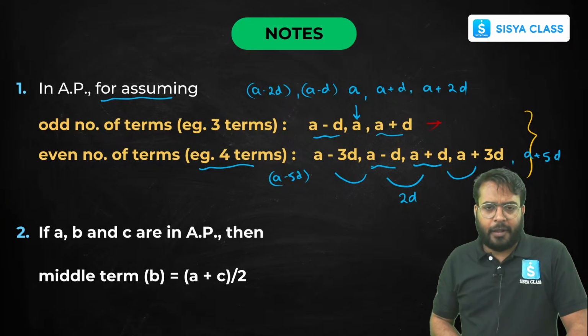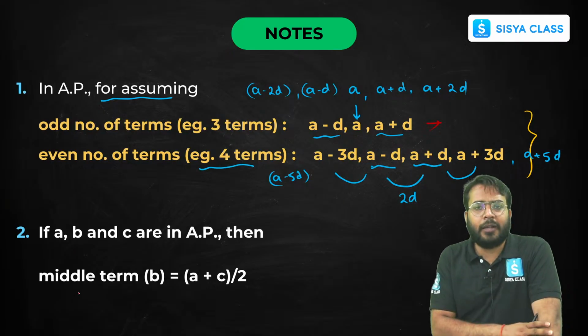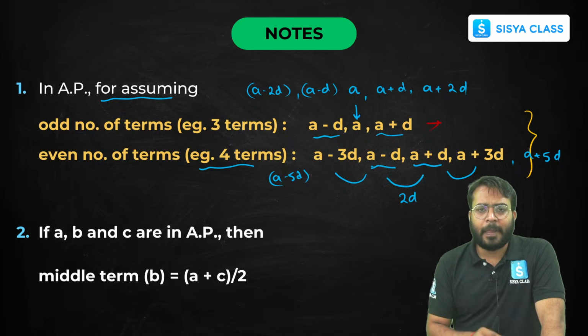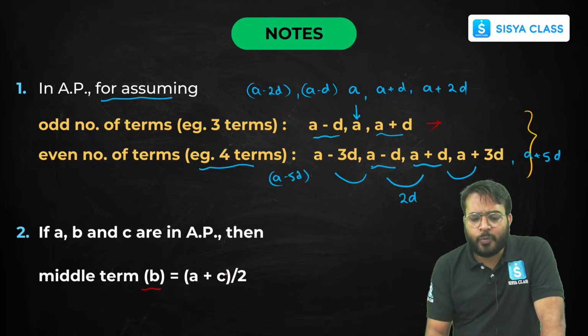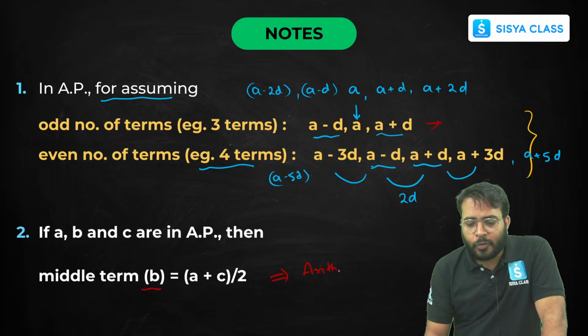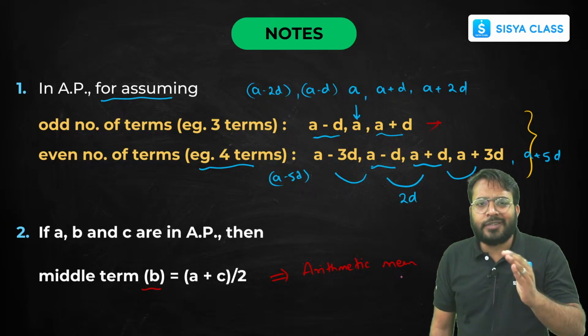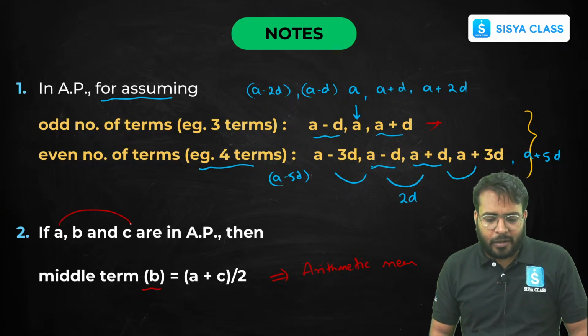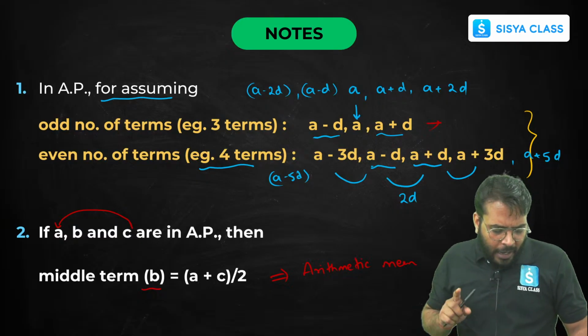Understood my point? Okay, now second note here: if a, b, c, 3 terms are there and they are in AP, you will be able to find your middle term. The middle term is always going to be the mean of the first and the last term, and this is also called your arithmetic mean. If 3 terms are there, the middle term is always the mean of the first and the last term. If you find the mean of the first and last term, you will get your middle term.